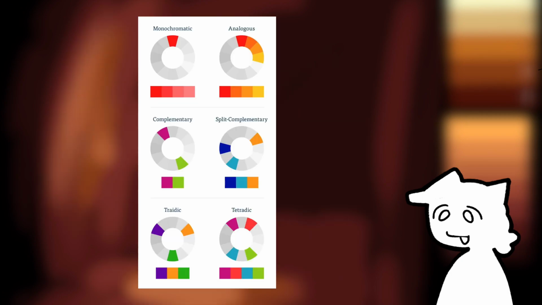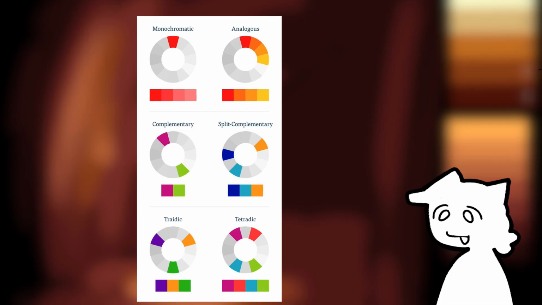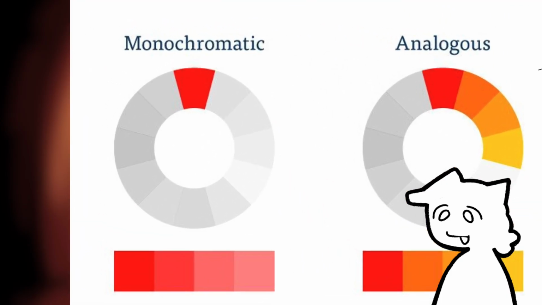Some of the color schemes you'll learn about are monochromatic, analogous, complementary, triad, split comp, and then tetradic. Monochromatic is using only one color, strictly one color, for your entire piece. So that means when you use red, you're using a lighter version of red, or pink. And when you need to shade a darker color, you're not using any other color but red itself.